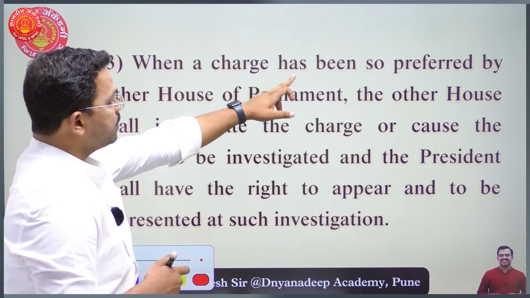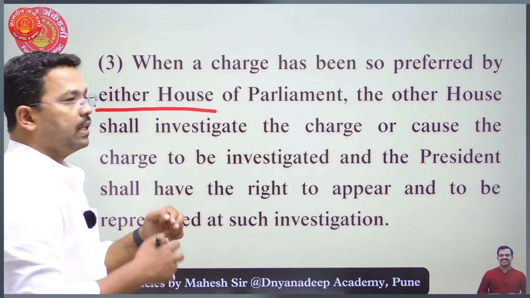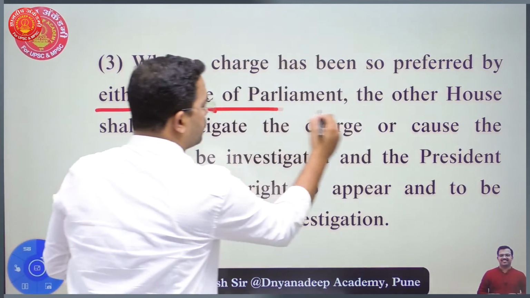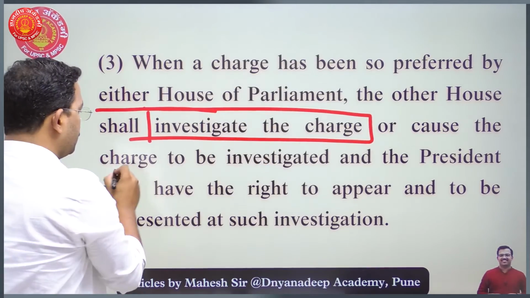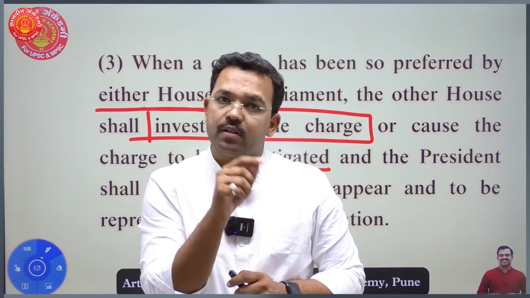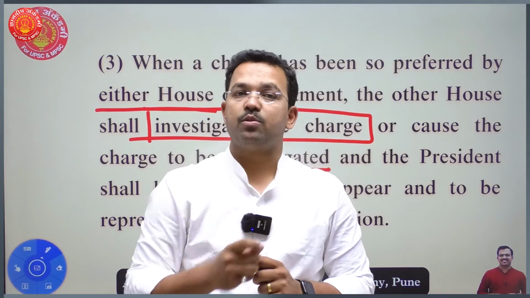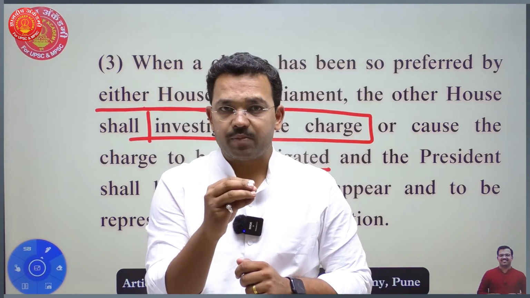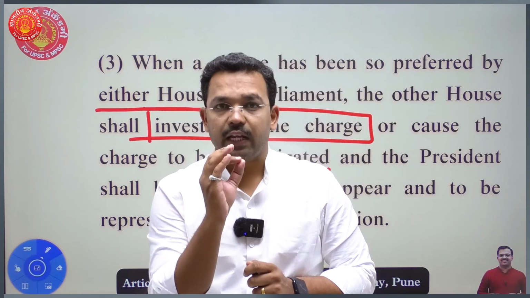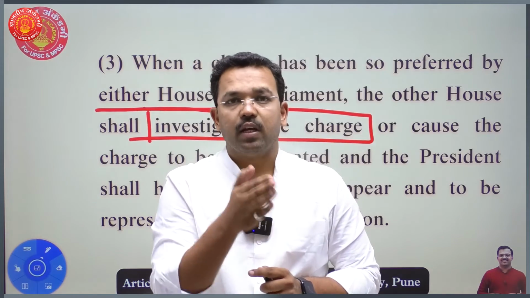When a charge has been so preferred, that is passed by either house of the parliament, the other house, that is, when this charge goes to the second house, the other house shall investigate the charge or cause the charge to be investigated. So here we are getting a clear-cut clue. What is the function of the first house? To frame the charges. What is the function of the second house? To investigate the charges. In presidential impeachment under Article 61, the first house frames the charges, the second house investigates the charges. This is the difference.